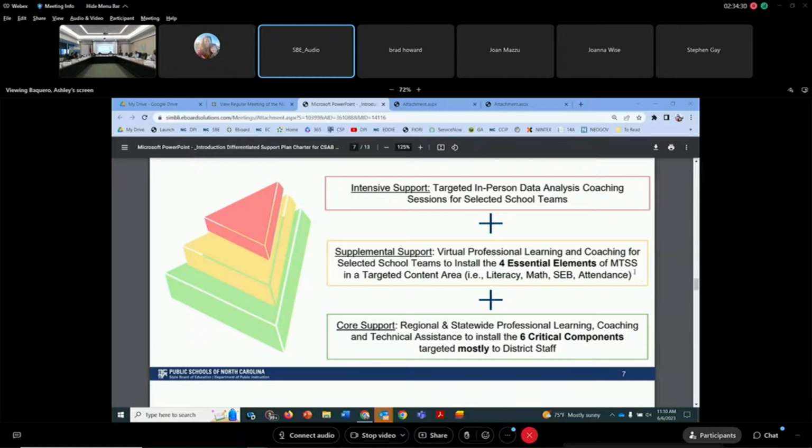Then we realized that there are some charters that will require even more intensive support, in addition to the supplemental and core support. Now I will turn the presentation over to our District and School Improvement IAPS consultant, Amy Miller, to discuss our support even more.